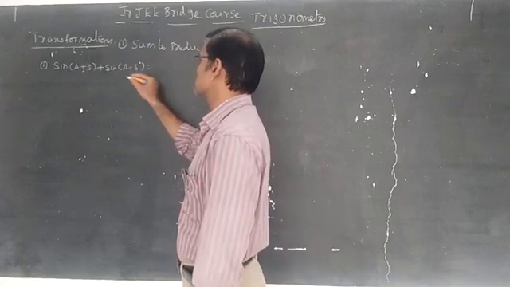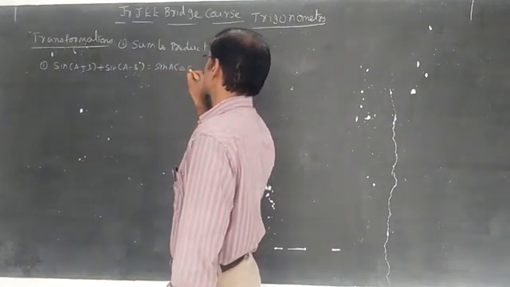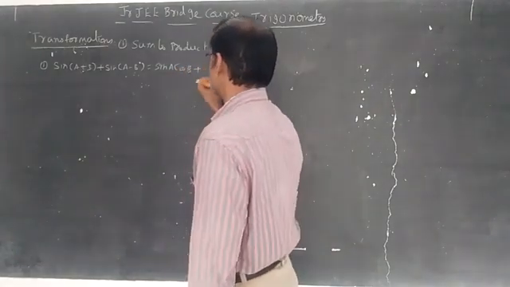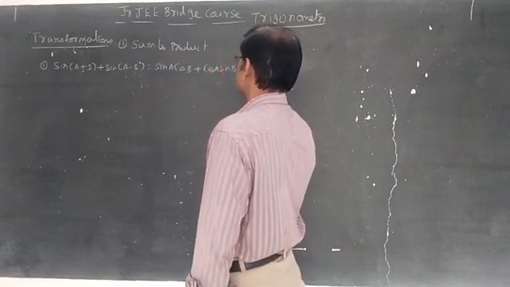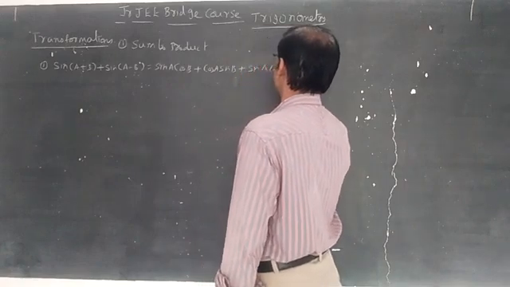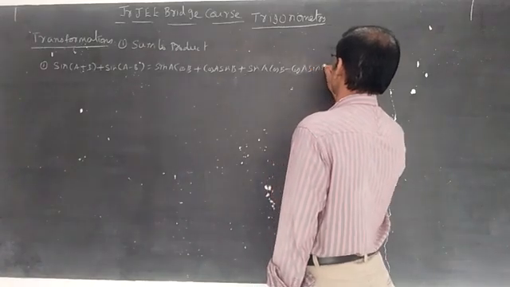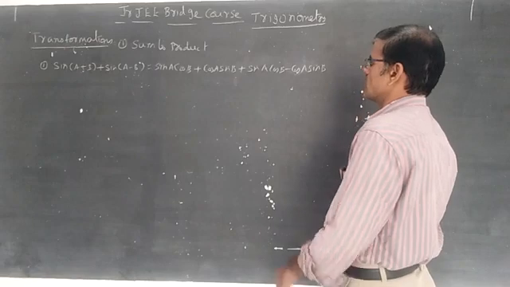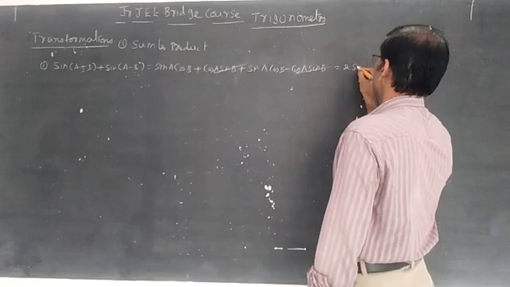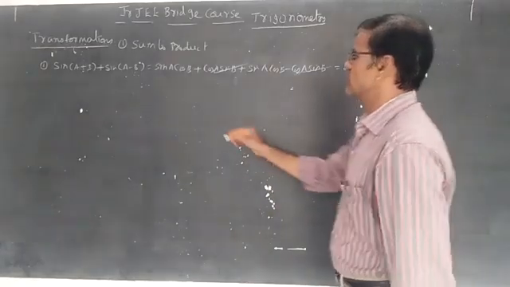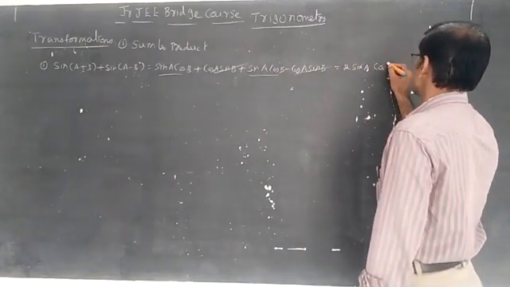Now we can discuss the sin of A plus B plus sin of A minus B formula. The formula we discussed in previous class: sin A cos B plus cos A sin B, plus the sin of A minus B formula, sin A cos B minus cos A sin B. So now cos A sin B, plus and minus, will get cancelled. That is equal to 2 sin A cos B. This is the formula.